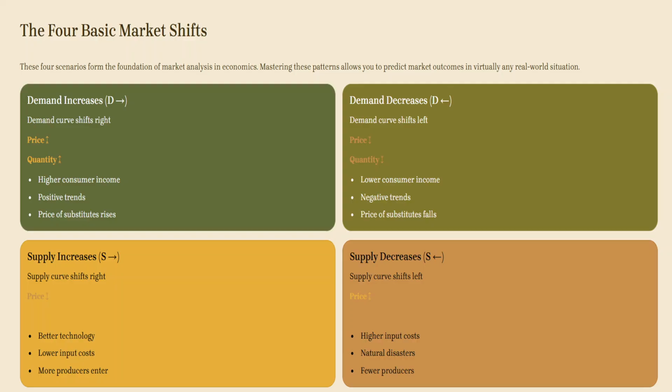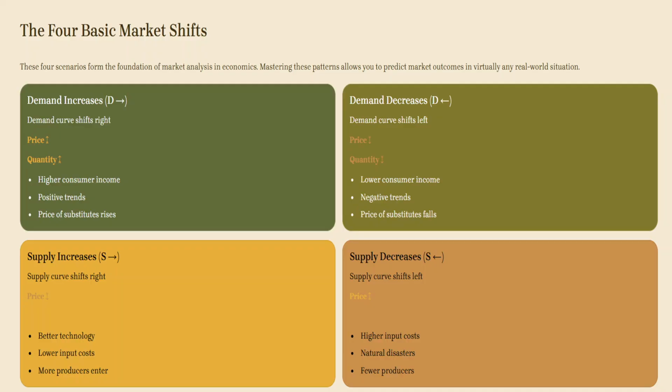Supply increases, shifts right. Price decreases, quantity increases. For example, a new cost-saving technology. Supply decreases, shifts left. Price increases, quantity decreases. Our coffee example. You should practice drawing these 4 diagrams until they become second nature.